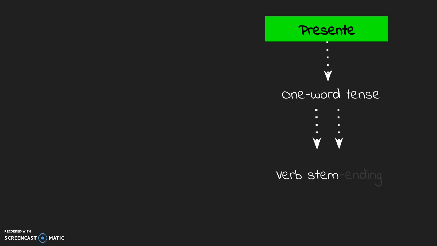To contrast the two tenses, the present tense in Italian is a one-word tense. We have a verb stem, the beginning of the verb, and then we attach the appropriate ending. For example, parlare, the stem is parl, then we add o, and we have the present tense parlo, I speak.